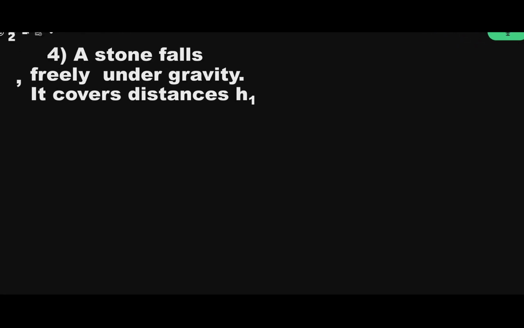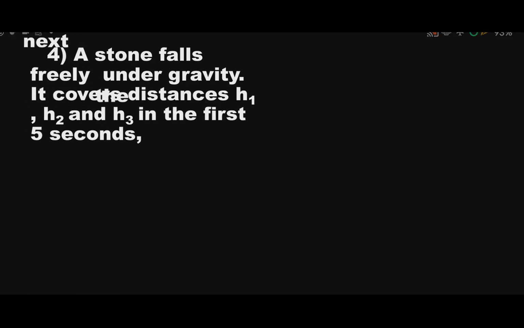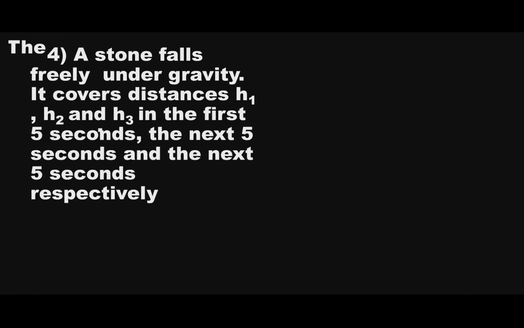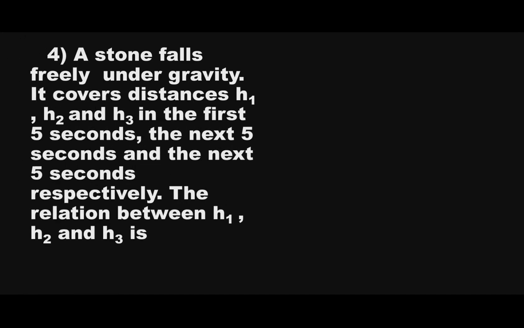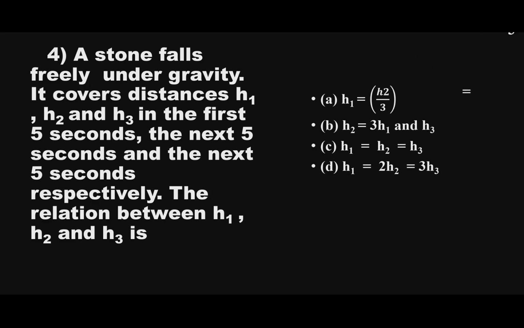The fourth problem: a stone falls freely under gravity. It covers distances h1, h2, h3 in the first 5, next 5 and third 5 seconds. We are going to find the relationship between all three of them. They have given you the options. Now we are going to see how we find the result.